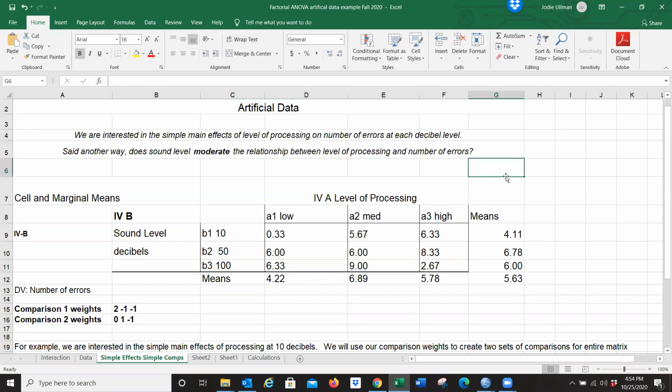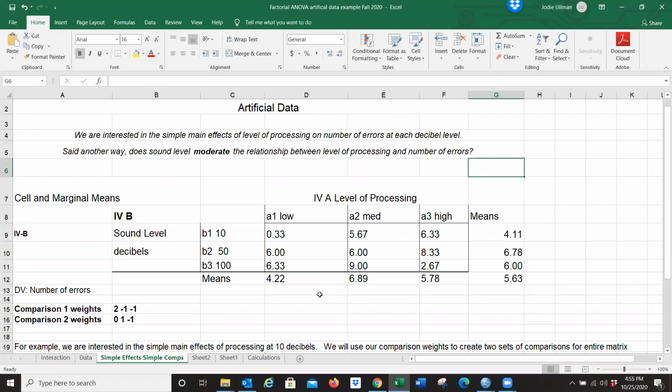Another way to look at this is to say, does sound level moderate or change the relationship between level of processing and number of errors? So to do that, essentially what we're doing, if you're doing this by hand, or you could do this umpteen zillion different ways in SPSS, we're doing a little one-way ANOVA at each of these levels. As an aside, and not shown in this video, we could also do the simple main effects, looking at decibel levels and errors at each level of processing. We're not doing that in this video.